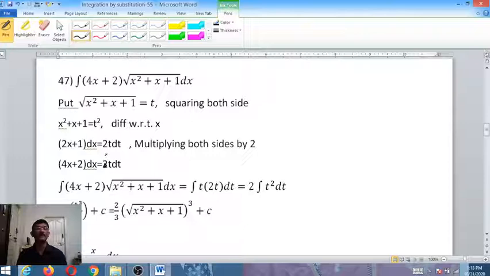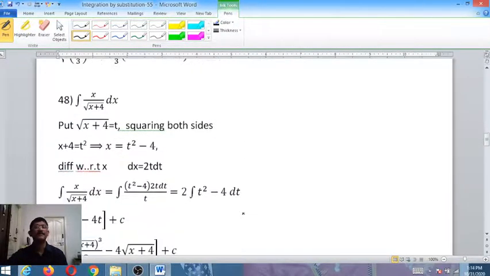Sorry, when multiplied by 2, what happens? It becomes 4t dt, right? So the entire thing, look at it, 4x plus 2 dx will be 4t dt, and root of x square plus x plus 1 is t. 4 is taken out, so it becomes 4 into integral of t square dt. The integral of t square is t cube by 3. So this is 4 by 3 t cube, root of x square plus x plus 1 whole cube plus c.